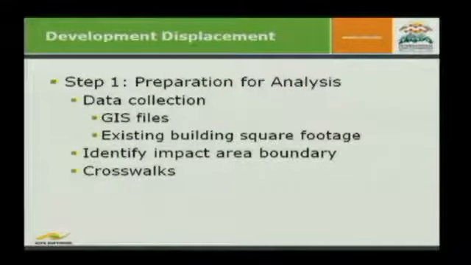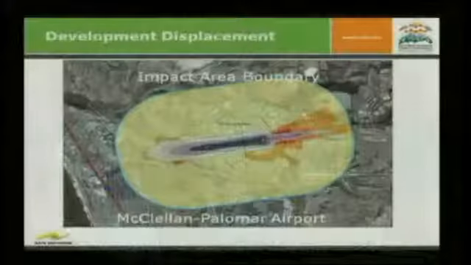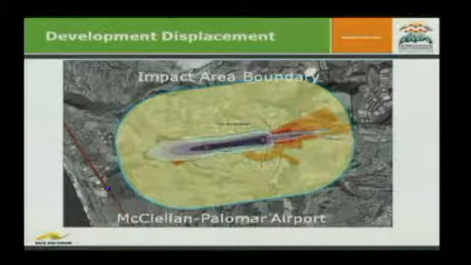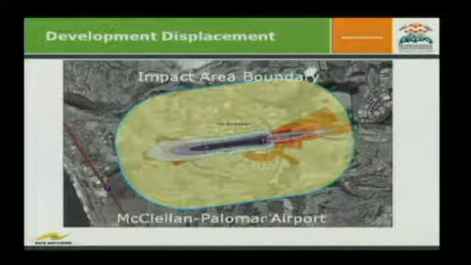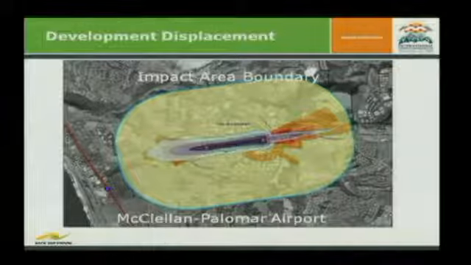The first step in the preparation for our analysis was, of course, to collect the appropriate data. So we acquired a number of shape files from SANDAG, which is the regional planning agency, and SANGIS, which is the regional GIS clearinghouse. We also acquired existing building square footage for every parcel in San Diego County from the county tax assessor's office. And we also had to identify our impact area boundary and then create crosswalks. This is our impact area boundary, and basically it's just a combination of our 6 safety zones along with our noise contours. The criteria within each of these areas is different. It's distinct from locations in the other noise contours, the other safety zones.